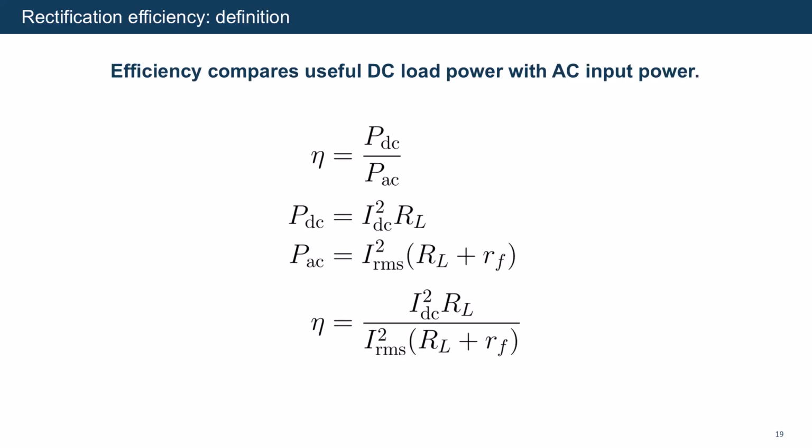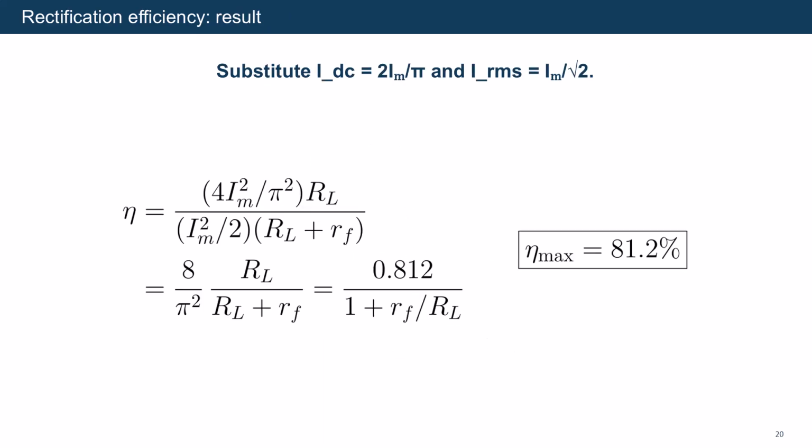Rectification efficiency is useful DC load power divided by the AC power supplied to the rectifier circuit. The useful power is IDC squared RL. The input power is based on RMS current and includes the load resistance plus the forward resistance of the conducting diode. Substitution cancels Im squared.